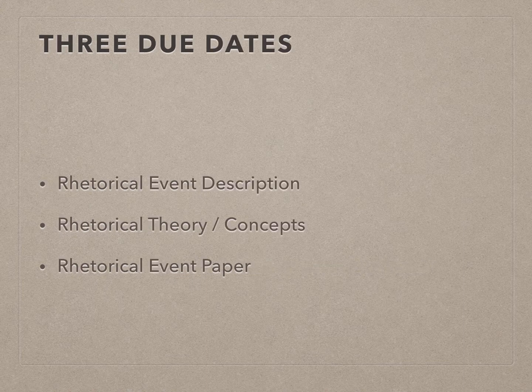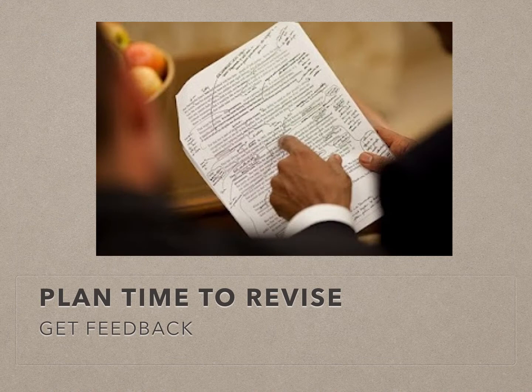You have 3 different due dates, one for the rhetorical event description, one for the theory and concepts, and one for the paper itself. Right now, April 7th is the rhetorical event description deadline, April 14th for the theory, and April 21st for the first draft to be reviewed, the 25th for the draft to come to me to be graded. So these will be broken down. I'm going to really invite you into writing this as a process.